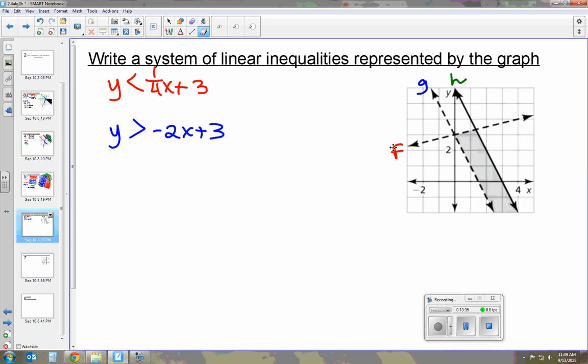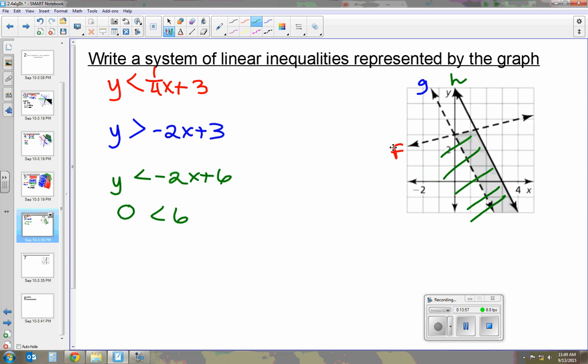Okay, and the very last one, H. For H, the y-intercept is at 1, 2, 3, 4, 5, 6, and the slope is up 2 over 1. And it is being shaded down here, so (0, 0) has to be a solution. So 0 is less than or equal to 6. Those are a little bit trickier, but once you get the hang of it, they're not that bad. All right, so that's an example of writing an equation from a graph.